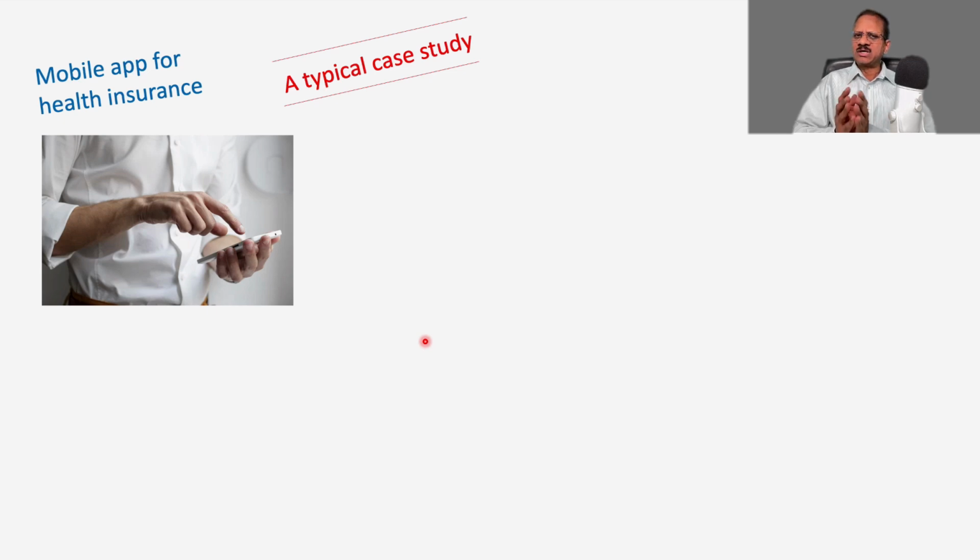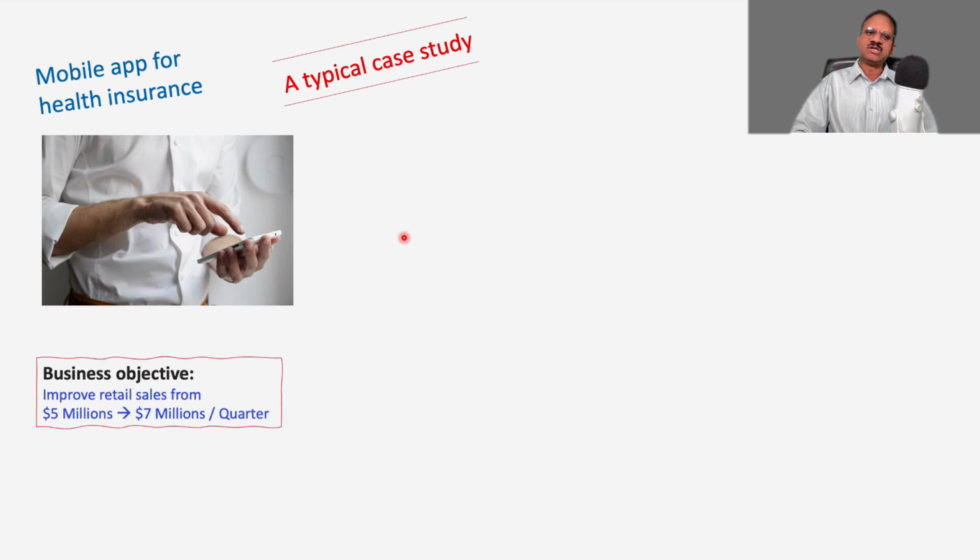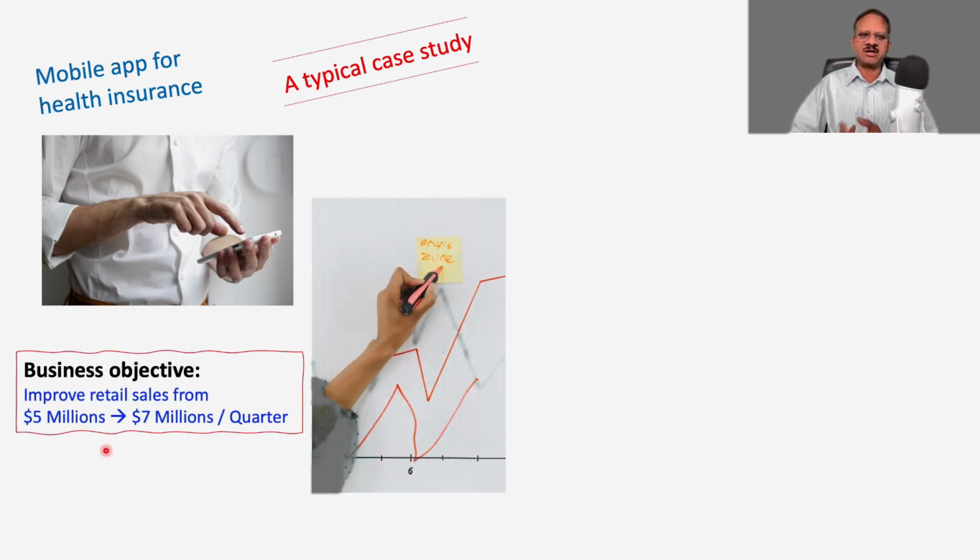Now let's look at this model with a small example. Suppose there is an insurance company, and you need to develop a mobile app for them to improve their retail sales. People should use the app and get complete details. The app should be intuitive, with all the details provided to the customer, and it should help the customer in improving their retail sales. In this case, the customer says their current revenues were 5 million per quarter. They would like to achieve 7 million per quarter. That's their requirement.